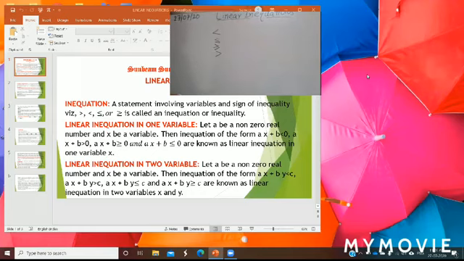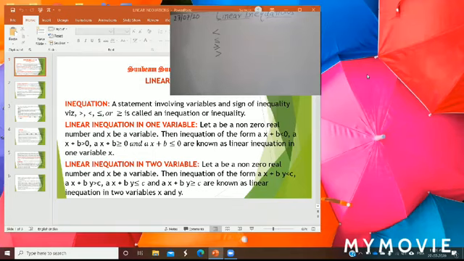What does it mean? Here you have a statement. What do you mean by inequation? That is also known as inequation. The statement which involves some variables and the sign of inequality, greater than, less than or equal to, and greater than or equal to, or greater than, is known as an inequation or simply an inequality. So here you have to study linear inequation in one variable.